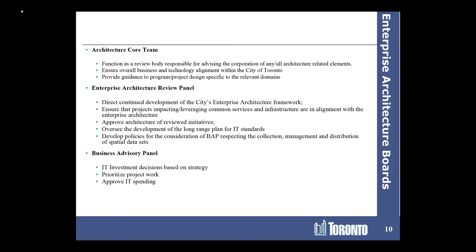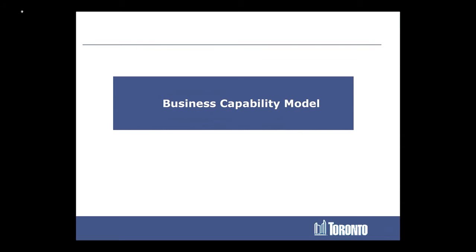So that's the 101 on the enterprise architecture and business architecture pieces of the city. I'm now going to jump into a little bit of the vehicles and mechanisms, the models that we use to realize some of the statements that we made in the previous slides. One of our big pieces right now is what we're calling a business capability model.